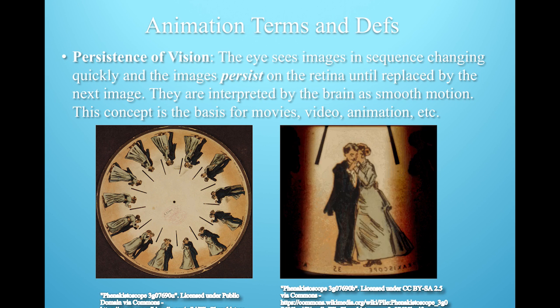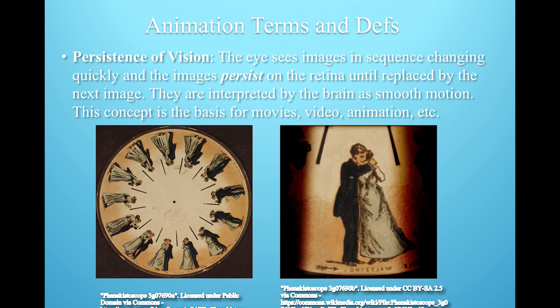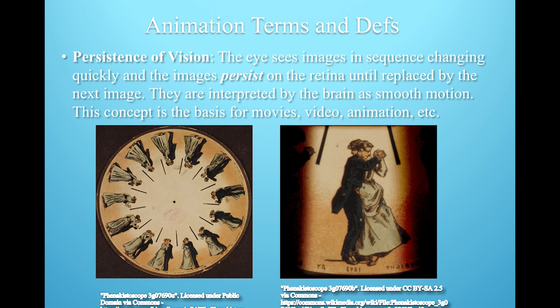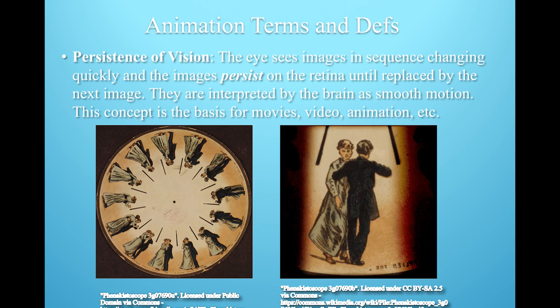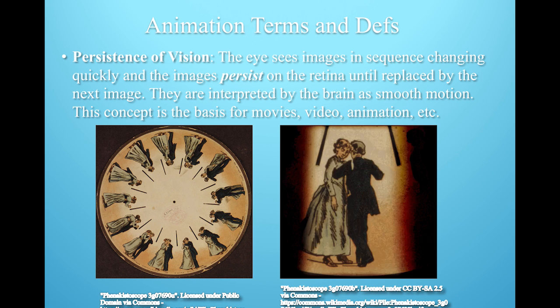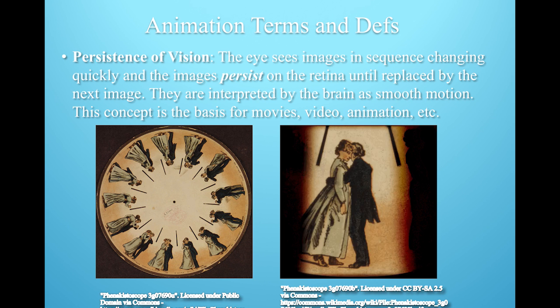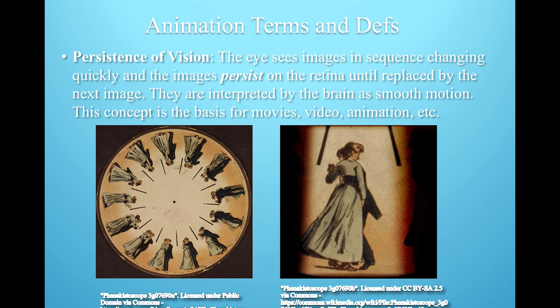So this is a phenakistoscope. That's an early type of animation before they figured out how to project images. They had things that you would do in your parlor and just put together yourself. So this is a very early animation. Of course, it doesn't have a plot.